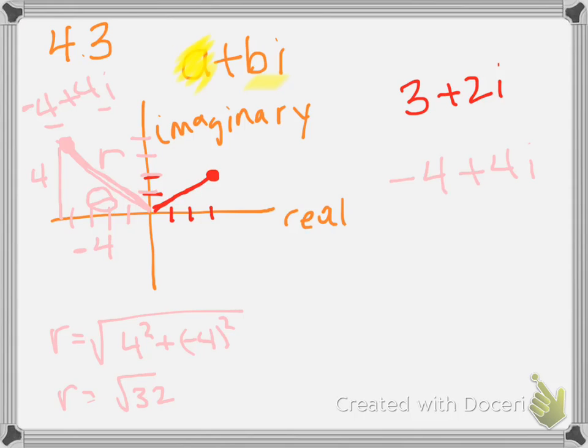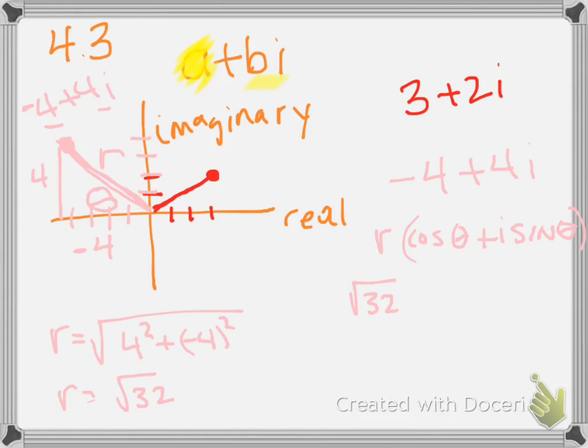So if I were to write this in trig form, I would start off with r cosine of theta plus i sine of theta. I already know the r value is the square root of 32. Okay? Now the only question is, what is my angle? What is my theta? And actually this is just like when we did vectors also.